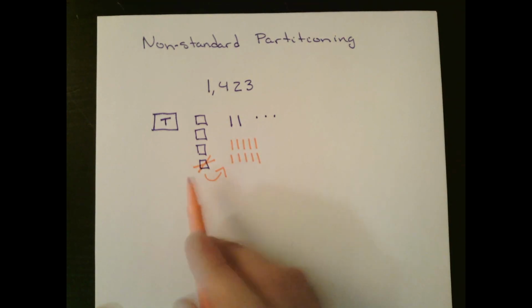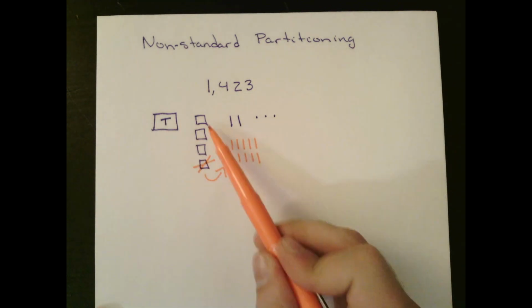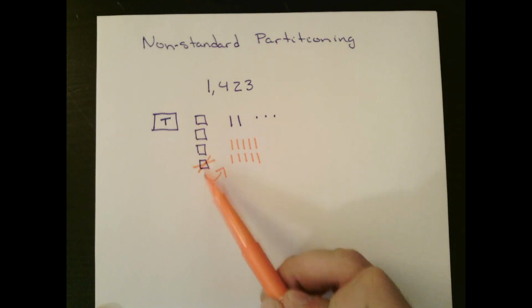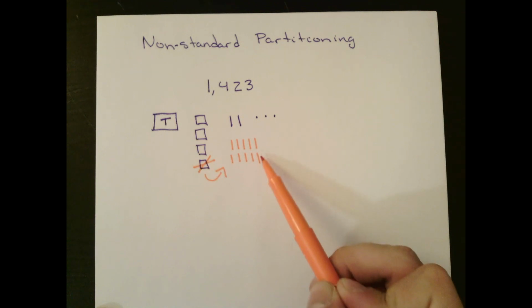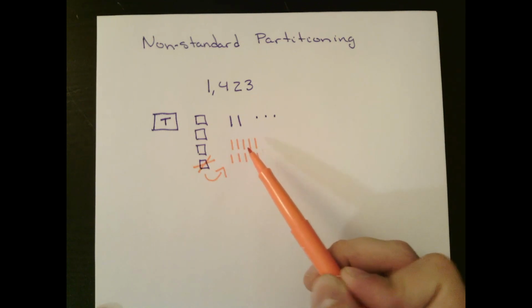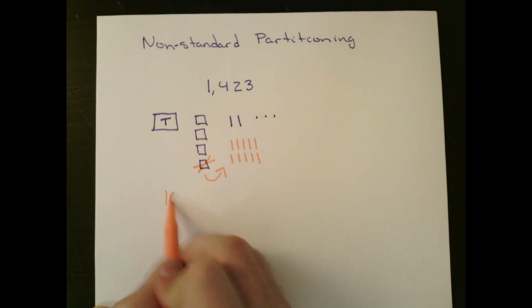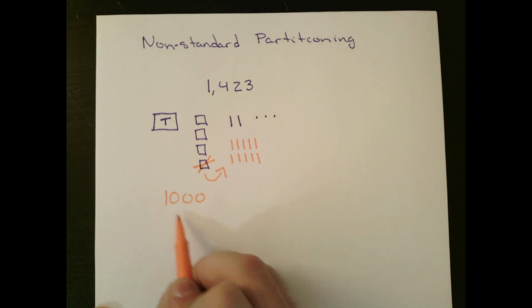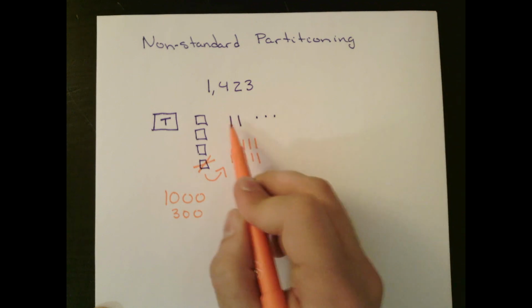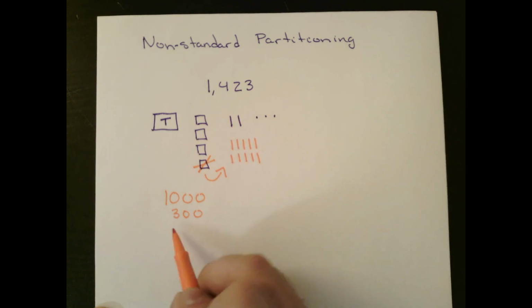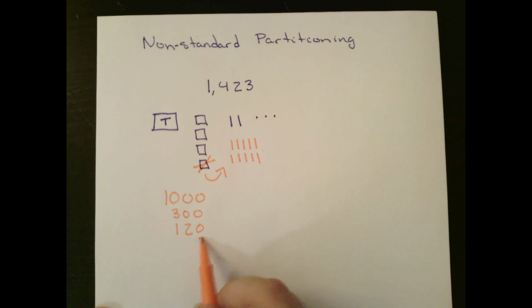The value of this number has not changed. I still have 1,000. I still have 300s. But that fourth hundred is now represented as tens. But that still equals the same thing. I can prove that simply by doing 1,000 plus 300 plus 10, 20 plus 10 tens is 120. And then 3 1s. If I add all of that together, I'm still going to have a 3 in the ones place, a 2 in the tens place, a 4 in the hundreds place, and a 1 in the thousands place. It is still the same number.